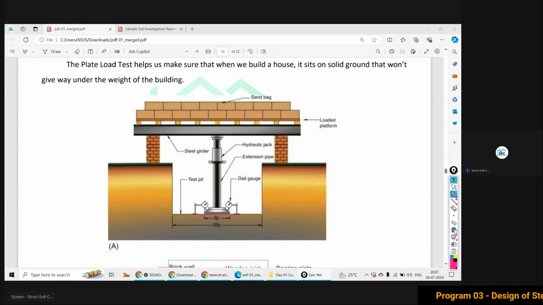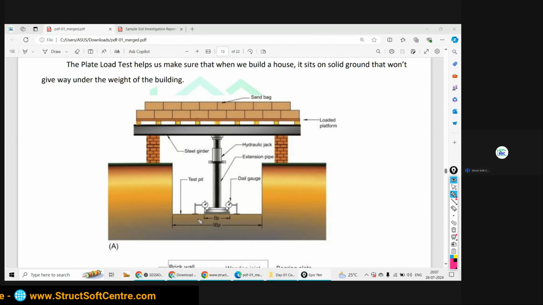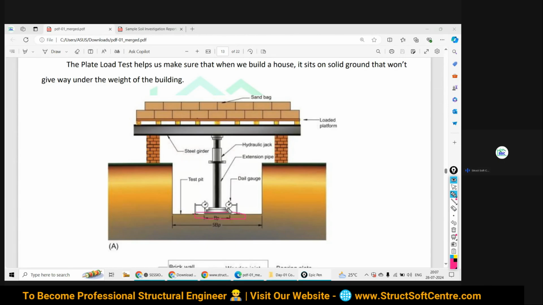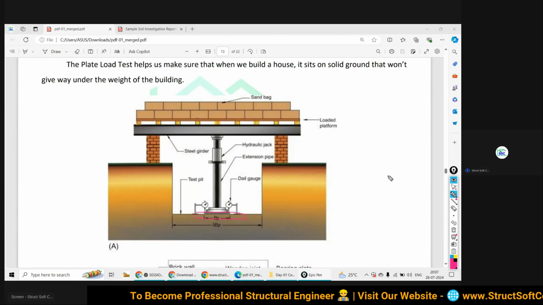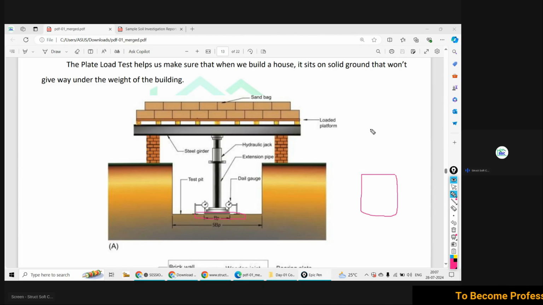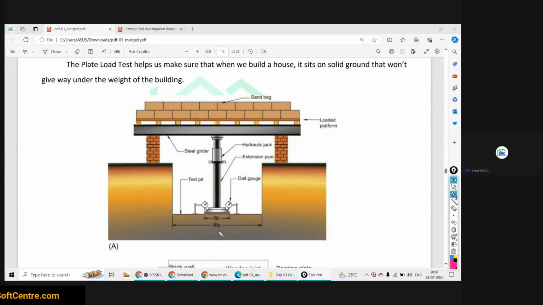But as of now we have to understand what we are going to do in this method. Simply, we are going to put a steel plate there. Most of the time this steel plate will be square, of equal dimensions, and sometimes it may be a circular one.